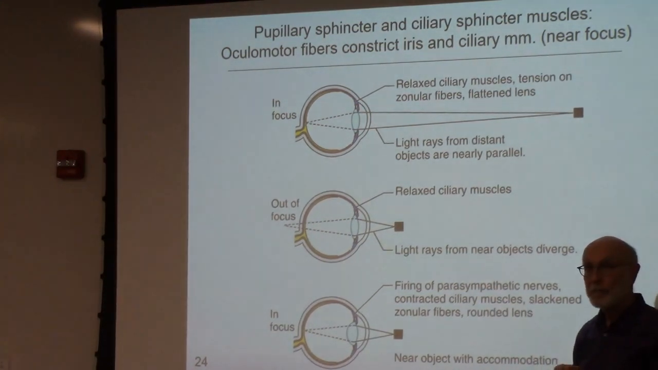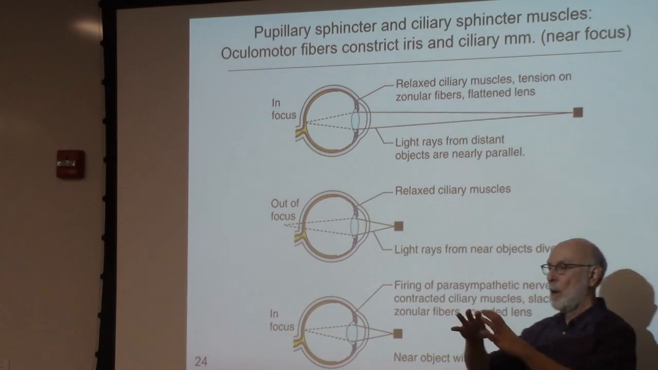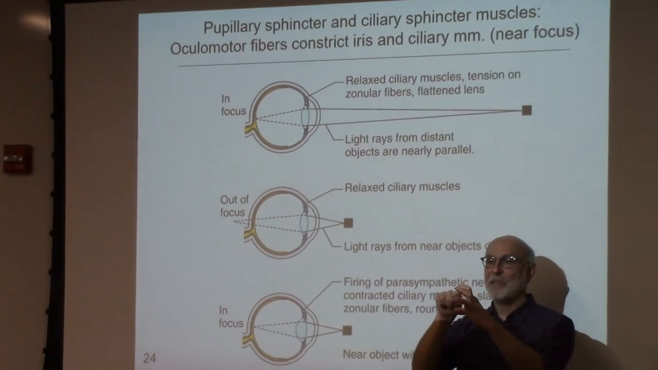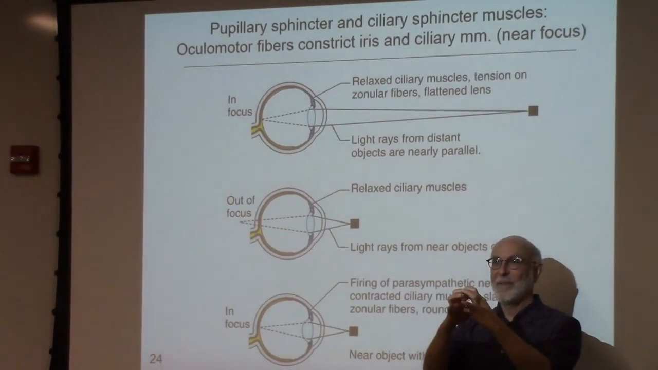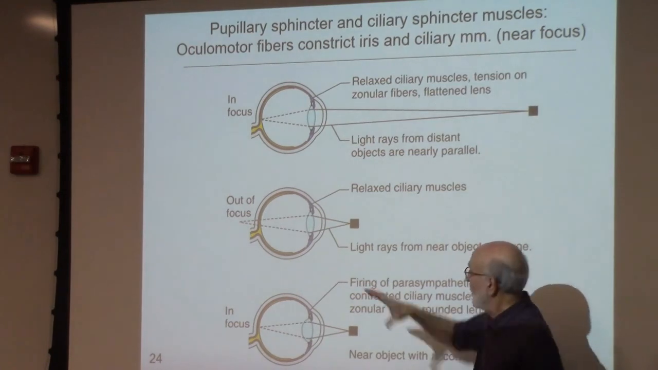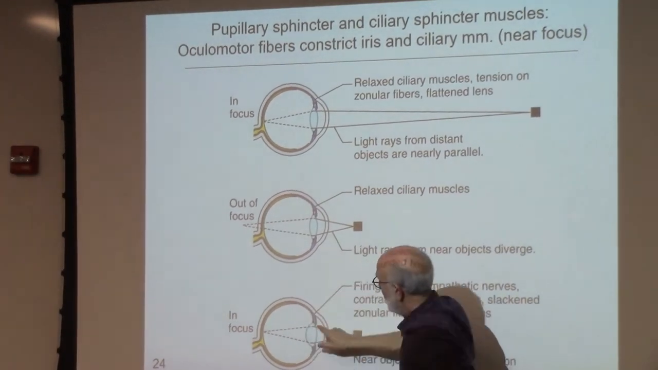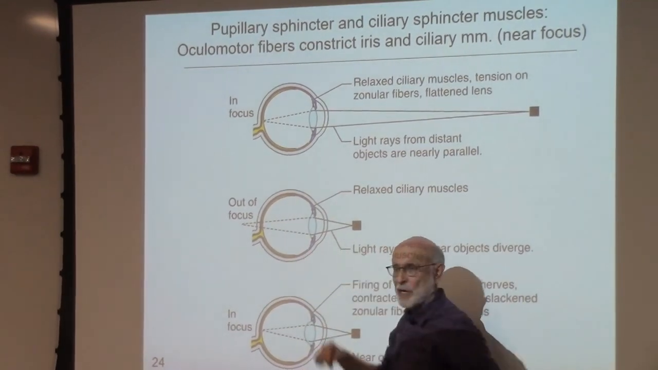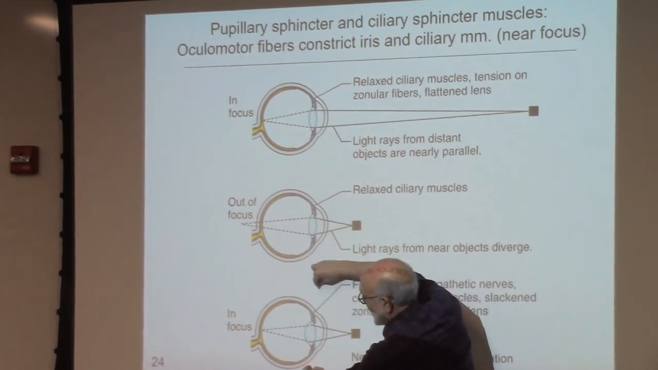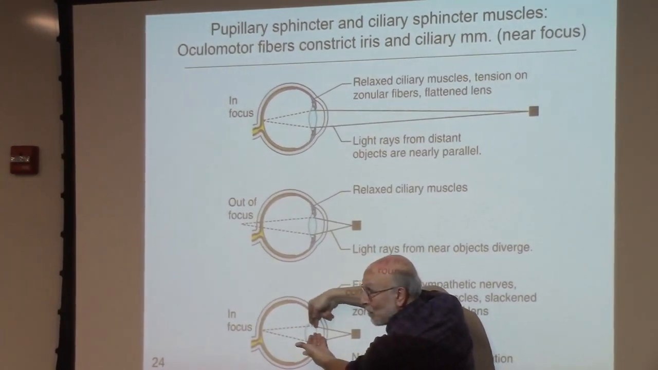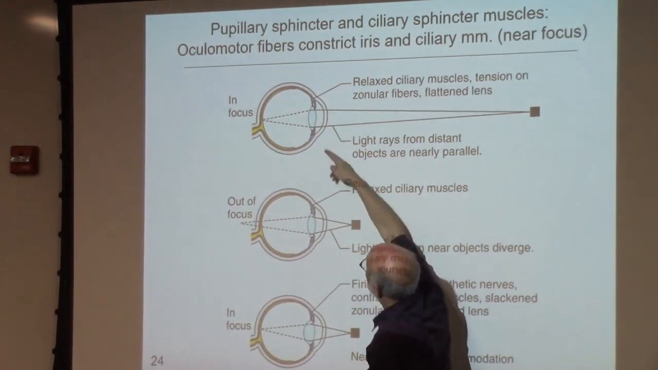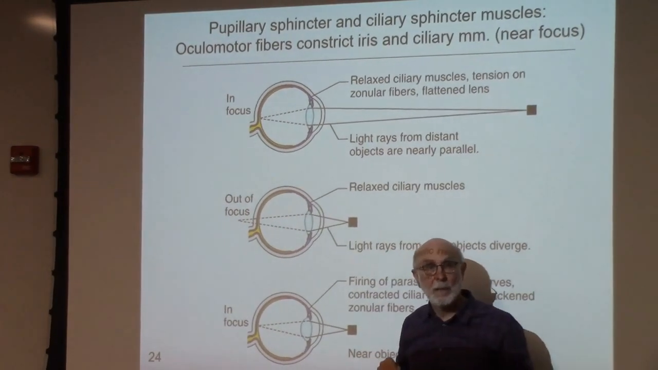Okay? Yeah? So how does contracting release tension? Contracting releases tension on the object that is in the middle of it. Does that help? Yeah. Contracting puts less tension on these fibers. Constricting puts more tension on the fibers. I'm sorry, relaxing. So constricting puts less tension, allows for a round lens. Relaxing puts more tension, makes the lens flat.